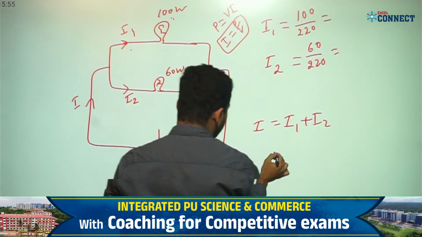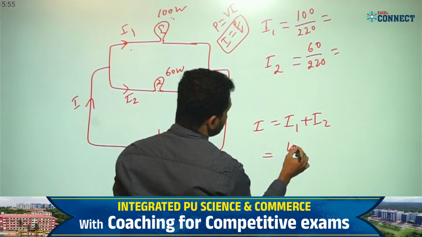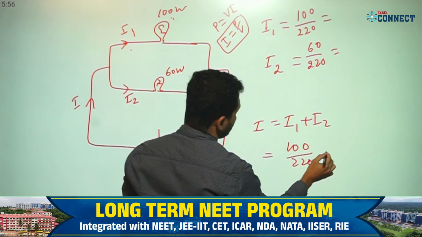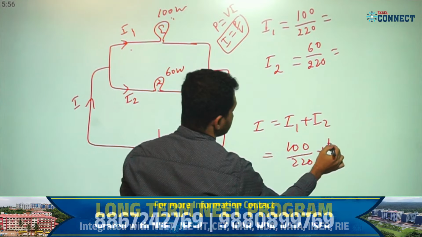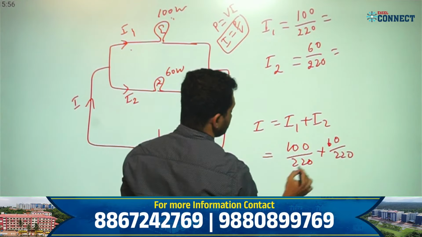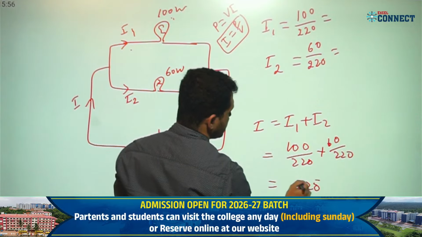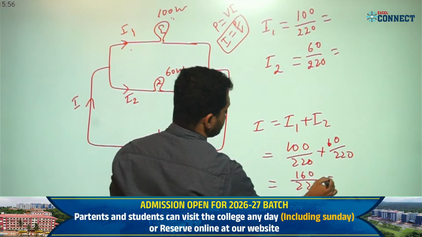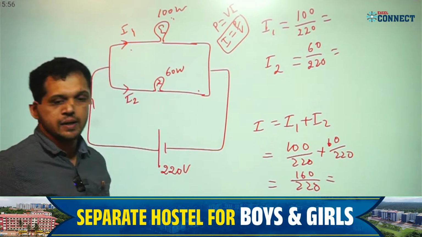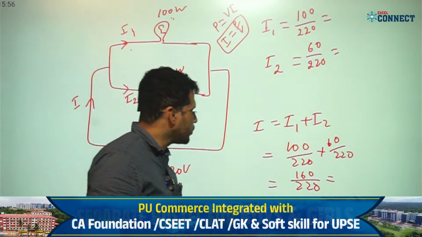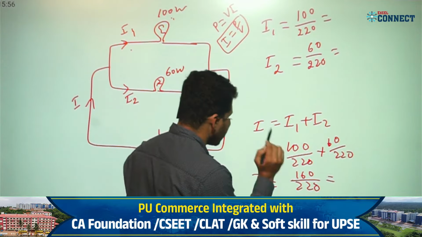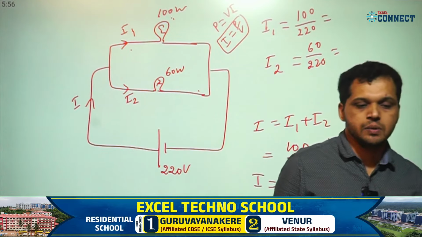I will substitute here. That is 100 divided by 220 plus 60 divided by 220. That is 160 by 220. This is the total circuit current, 160 by 220.